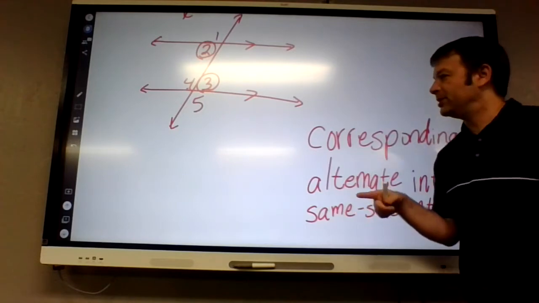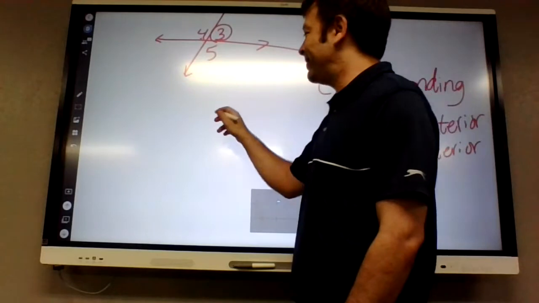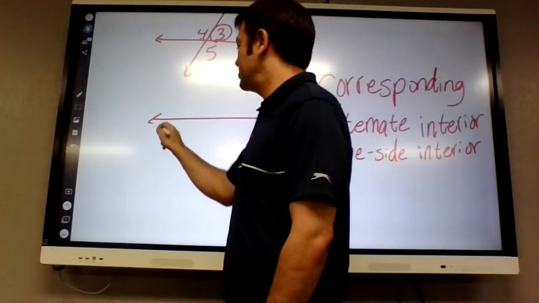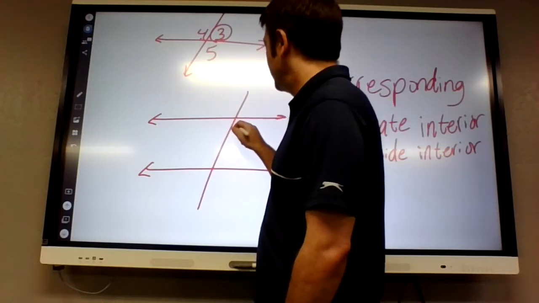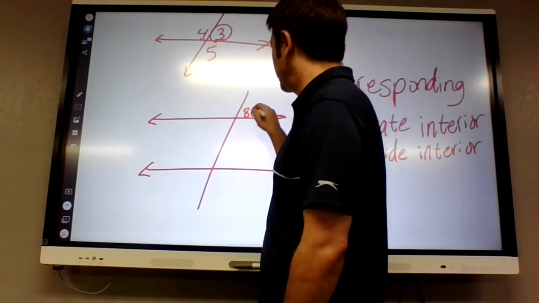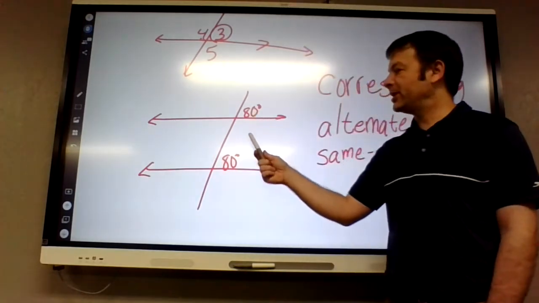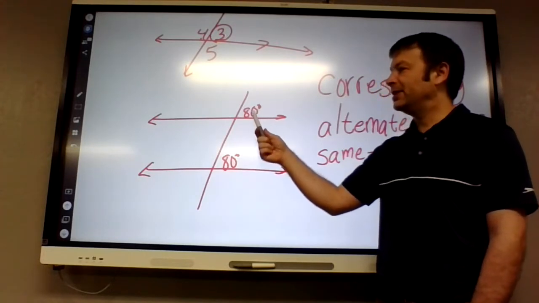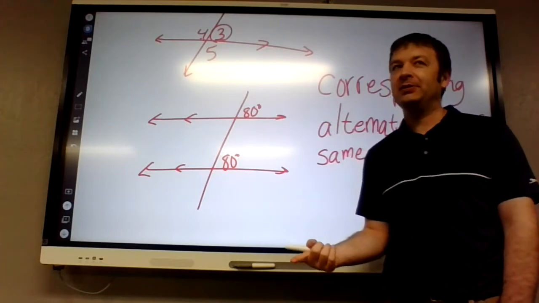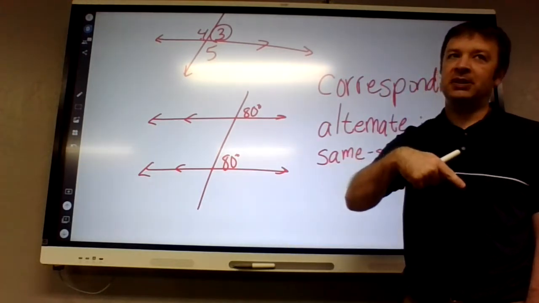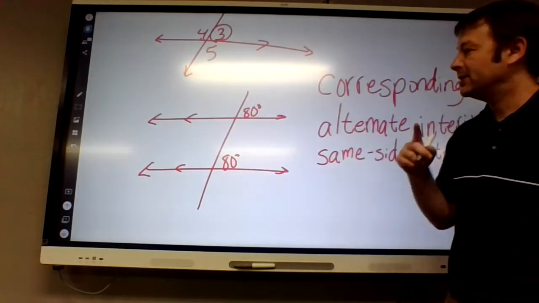So not only if the lines are parallel are corresponding angles congruent, but if I did not know whether these two lines were parallel, but I did know that, let's say both of these angles were like 80 degrees, and since they're corresponding angles, if the corresponding angles are congruent, these lines have to be parallel. Okay, so I'm saying the same thing backwards. Do you guys get it? I'm saying the converse of what we said yesterday.